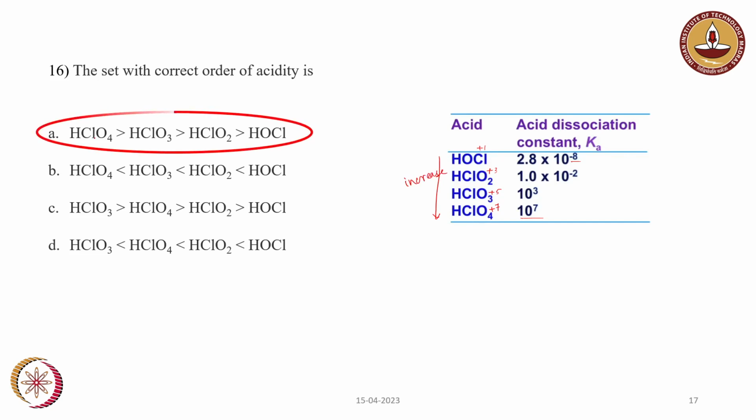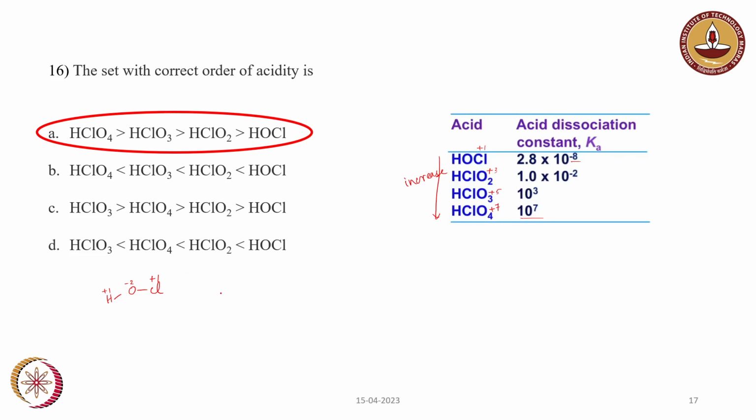So option A is the correct answer. HClO4 > HClO3 > HClO2 > HOCl. So we can draw the structure of each acid as well. In HOCl, the structure is HOCl. So Cl is in the +1 oxidation state because oxygen is -2 and H is +1.